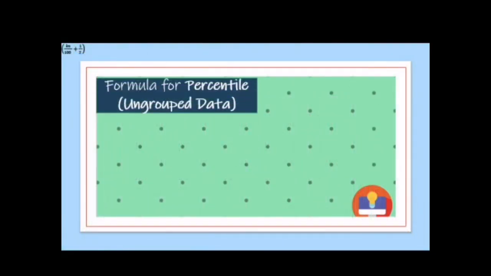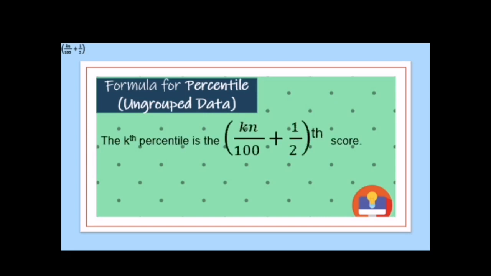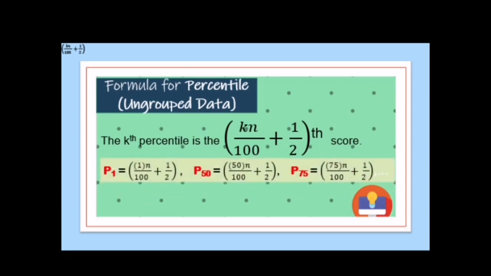Now, what is the formula for the percentile? It is the same as with the quartile and the decile. The difference is just the denominator, which is 100 for the percentile. If we are finding P sub 1, that will be equal to 1 times n over 100 plus 1 half.